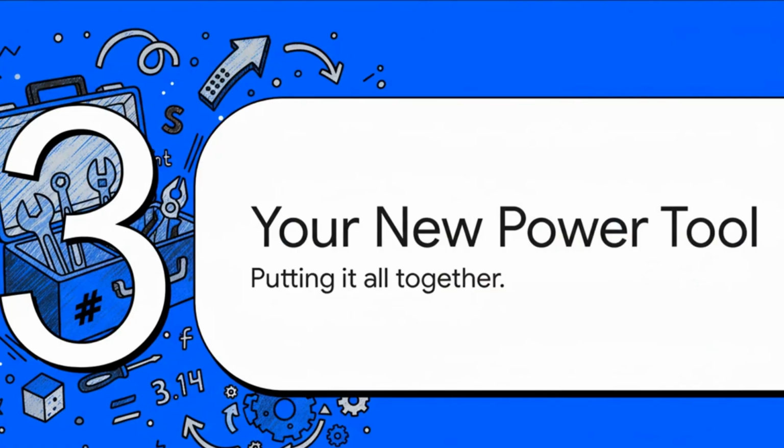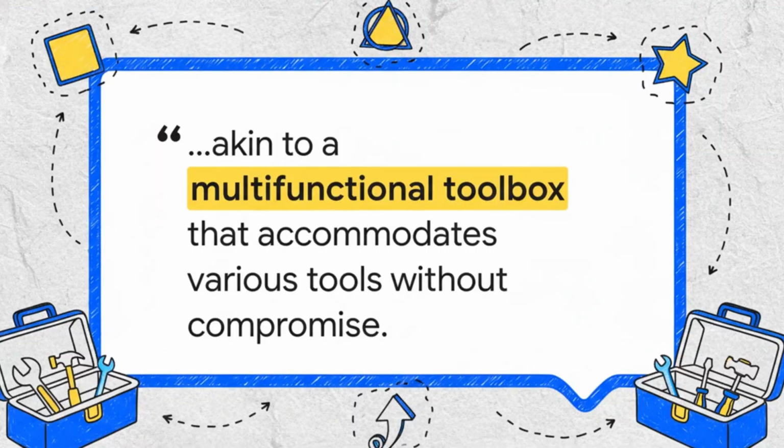So when you combine all these benefits, generics stop being just another language feature, and they become more like a core philosophy for writing really good code. They are your new power tool. And I love how .NET Full Stack Dev, the author of our source material, puts it so perfectly: using generics is akin to a multifunctional toolbox that accommodates various tools without compromise. That last part is so good, without compromise. It doesn't just hold the tools, it's designed to work perfectly with every single one.